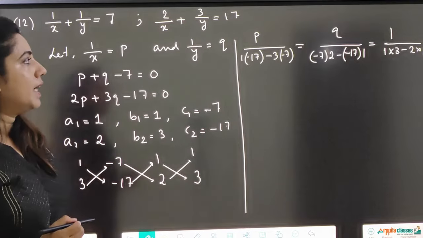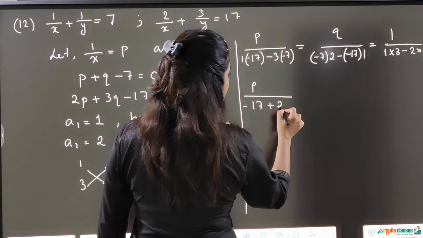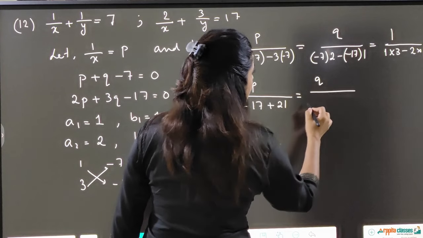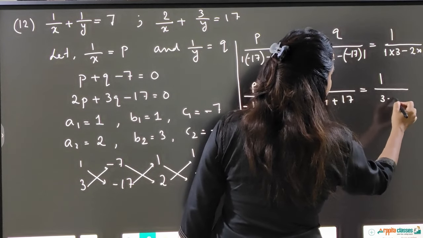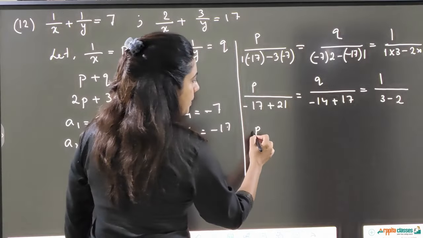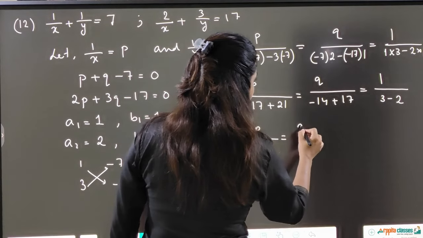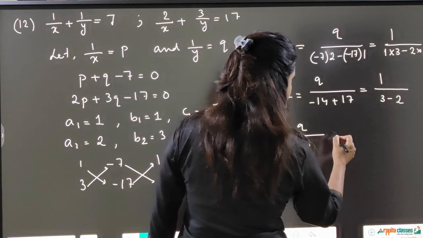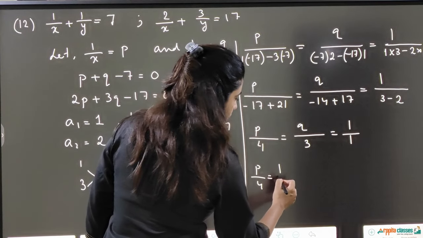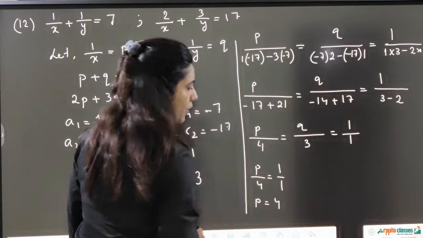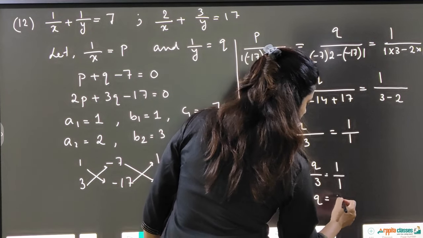So I put all the values, and now we'll calculate. It will be p upon minus 17 plus 21, q upon minus 14 plus 17, and 1 upon 3 minus 2. So here it comes p upon 21 minus 17, that's 4, q upon 3, and 1 upon 1. So very clearly from here, p by 4 is equal to 1 by 1, or p is equal to 4. And here q by 3 is equal to 1 by 1, that's q is equal to 3.